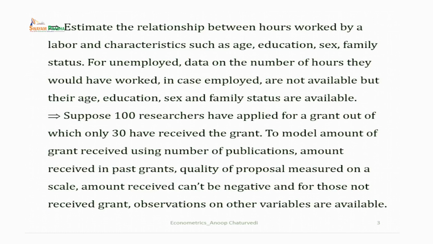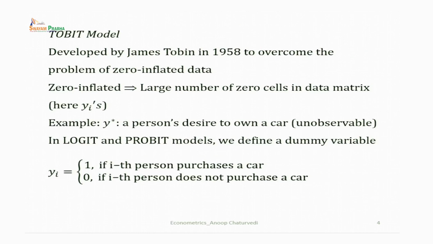So, again you have censored data, meaning some of the observations have Y values of 0, and for other observations you have the actual amount of grant received. So, you have some kind of censoring in your observations on the dependent variable. Now, in such censored data, you have a large number of Y's having values zero.